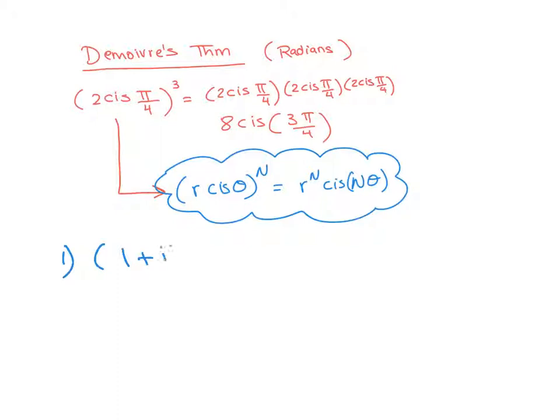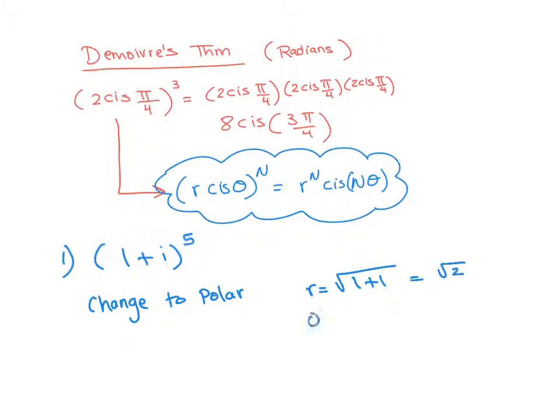If I have 1 plus i to the power 5. Now the first thing I'm going to do is notice that this is in rectangular form. I need to change it to polar form, apply DeMoivre's theorem, and then write it back in rectangular form. So step number 1, change to polar. To do that, I need to find r and theta. R is equal to the square root of x squared plus y squared, or a squared plus b squared, that's 1 plus 1, and r is root 2. Theta is the inverse tangent of y over x, so 1 over 1.